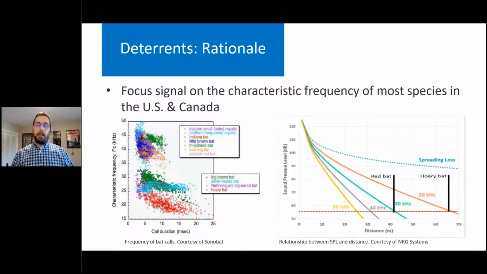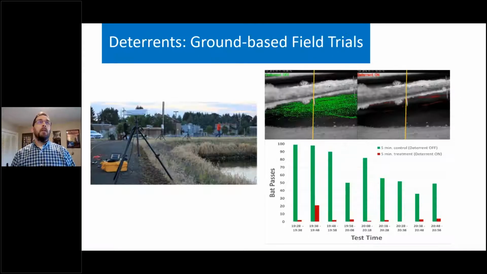So you can see that with nacelle-mounted deterrents, at some of the frequencies that bats are echolocating, the deterrent signal may not reach the entire length of the blade. When we tested these devices in preliminary field settings where bat activity is high, such as ponds, we've seen really great results.